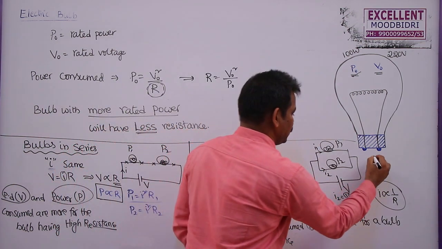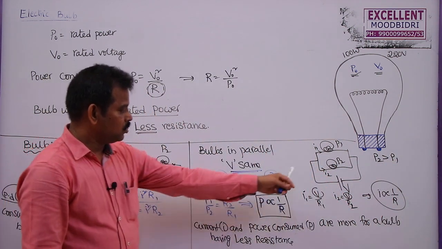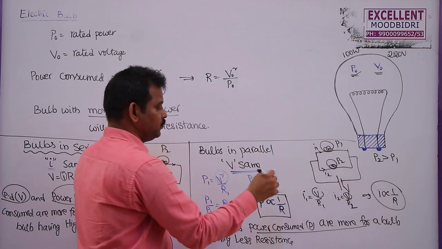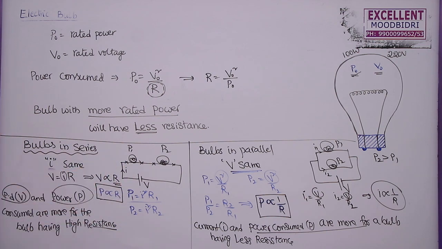In this case, let us say P2 is greater than P1. So power consumed is more by the second bulb than the first one. From this we can say the resistance of the second bulb is less in this case.